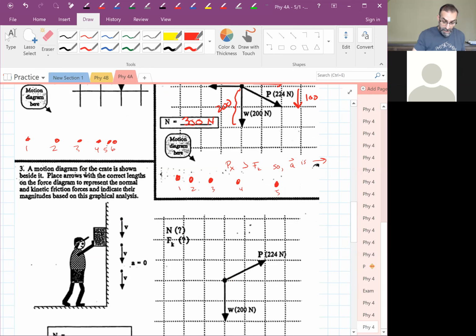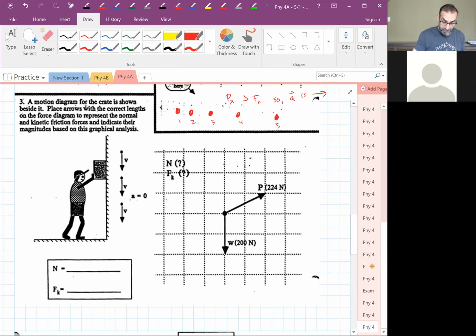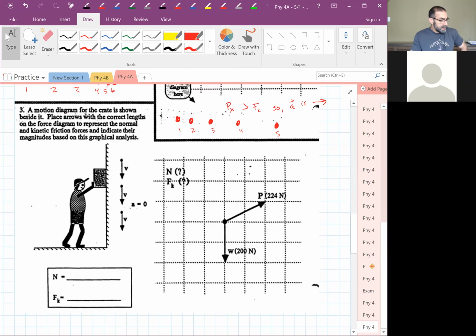Okay, ready for number 3? So here the motion diagram is given there next to the wall. You're going to fill in what's missing in the force diagram, free body diagram.